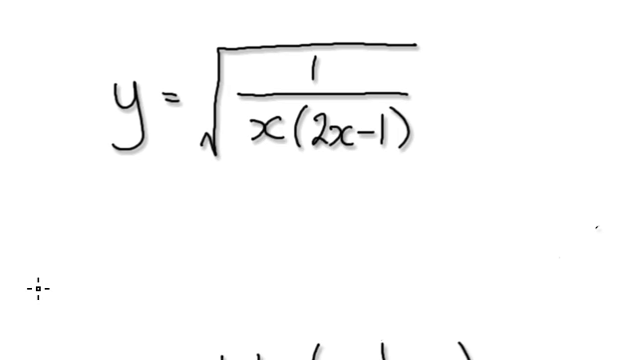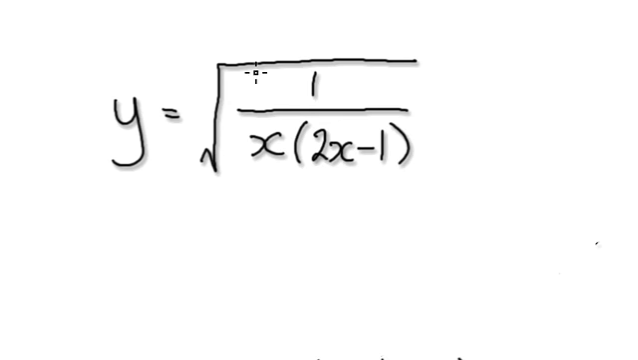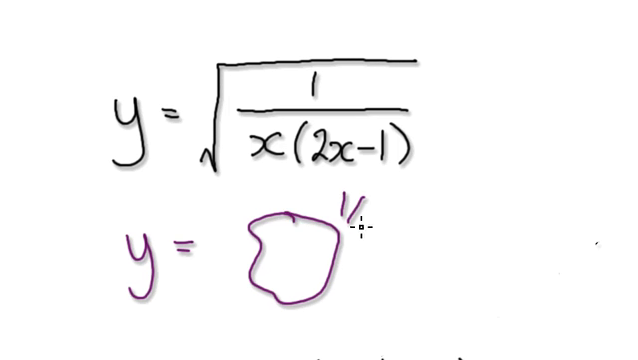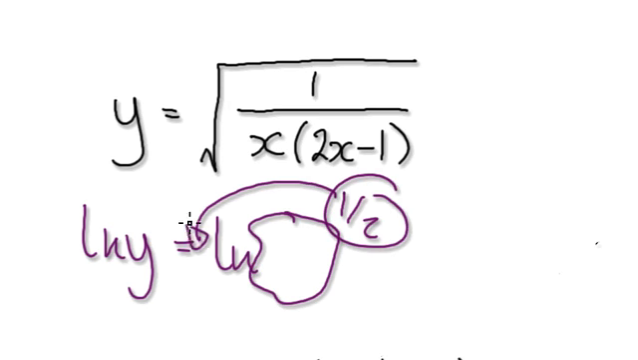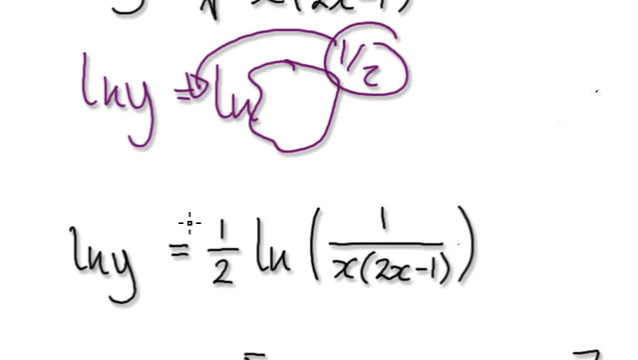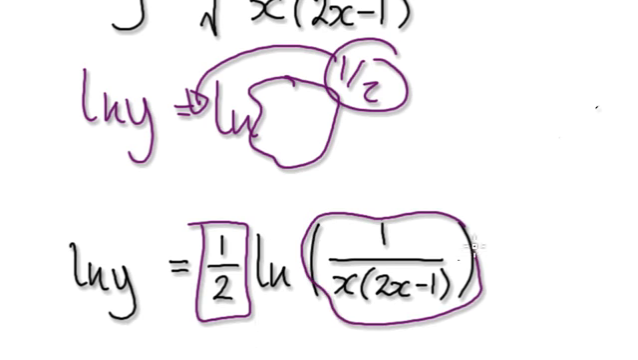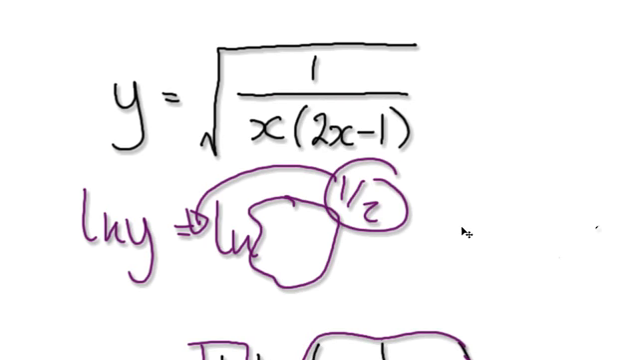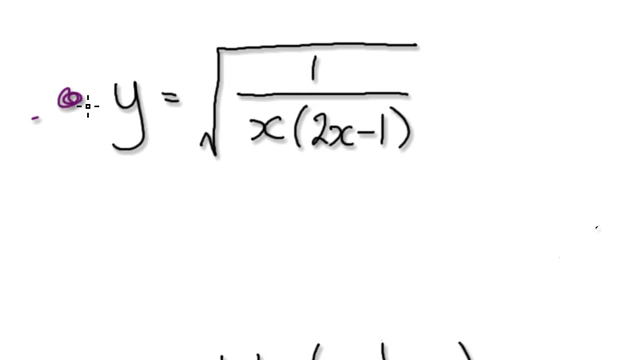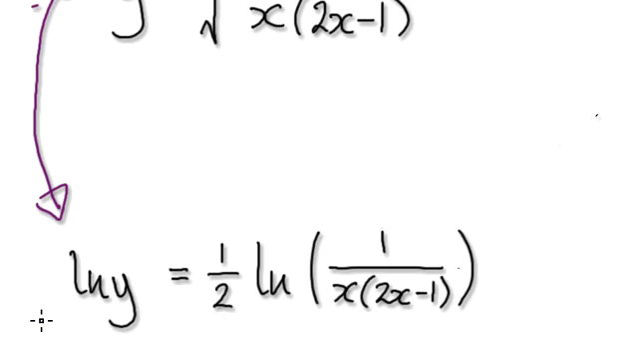Okay, so to do this, visualize this thing here as y equals this thing to the power of a half. And then take the natural log of both sides. So this half will go out here. That's this half here. And then you've got the natural log of the whole thing up here. So from here, take the natural log of both sides. That would then take you to here.